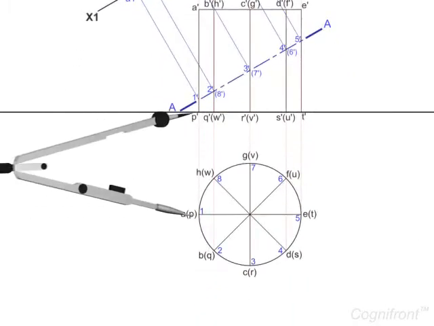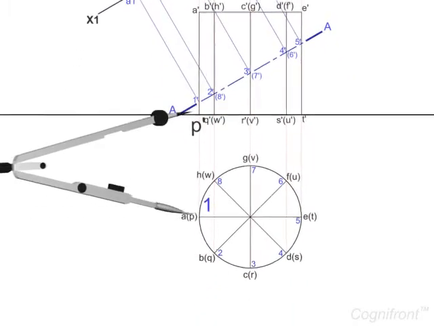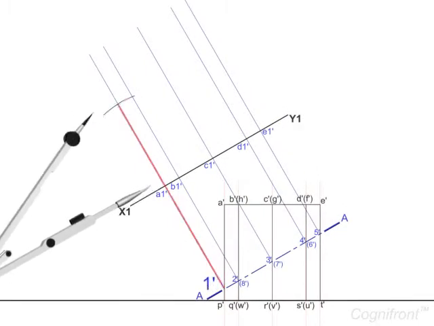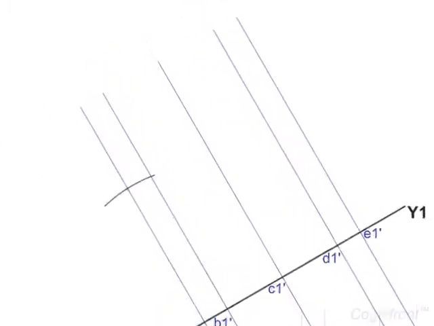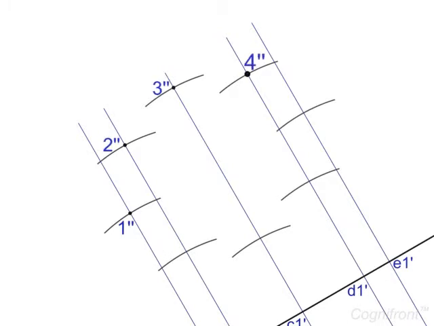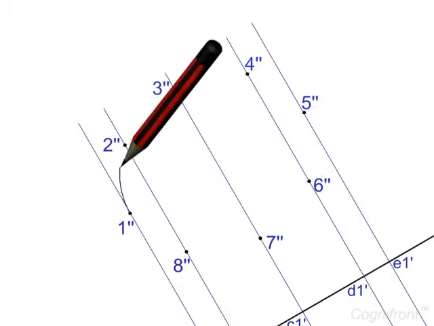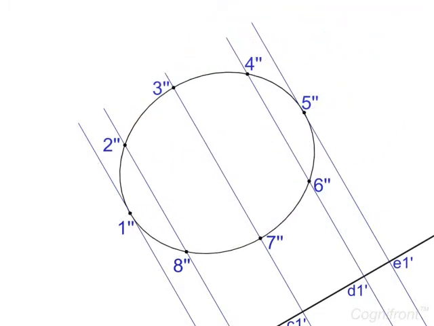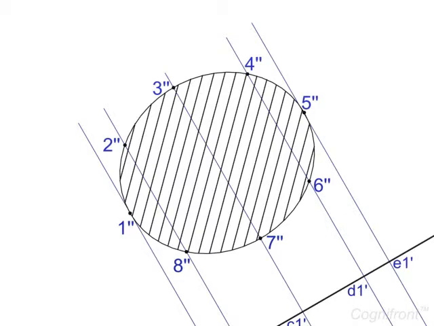Next, measure the distance P'1 and mark it on the line 1', A1' to obtain the point 1'. Similarly, obtain points 2', 3', 4', 5', 6', 7', and 8'. Join these points by a smooth curve and hatch the enclosed figure. This is the true shape of the cut section.